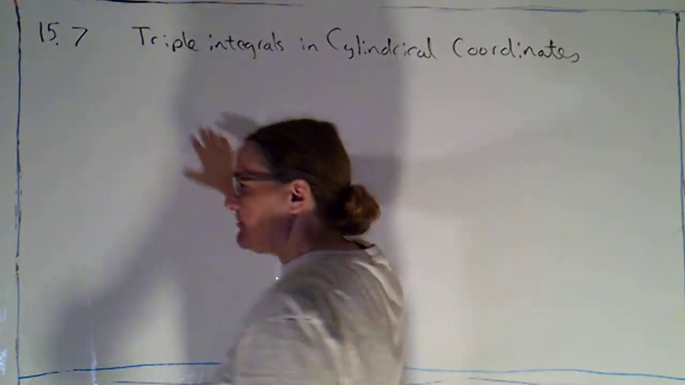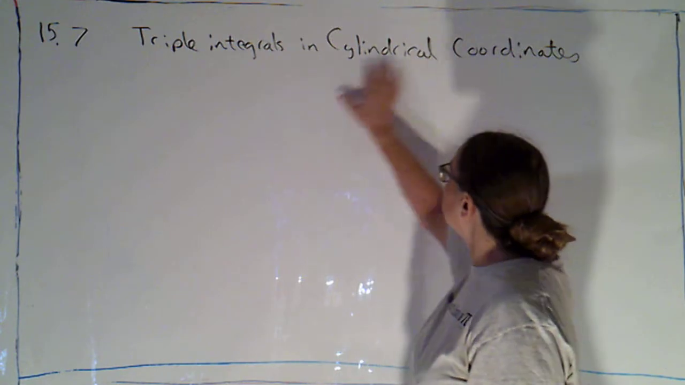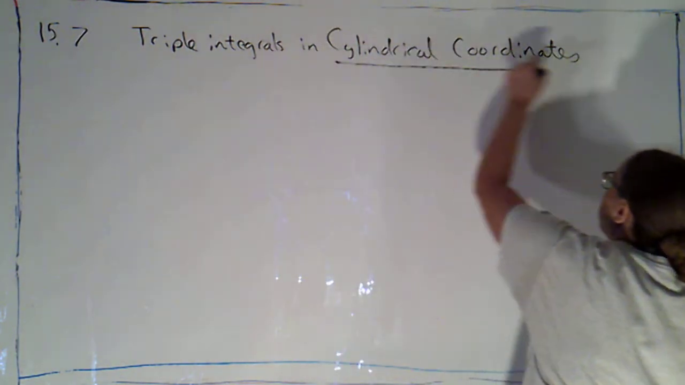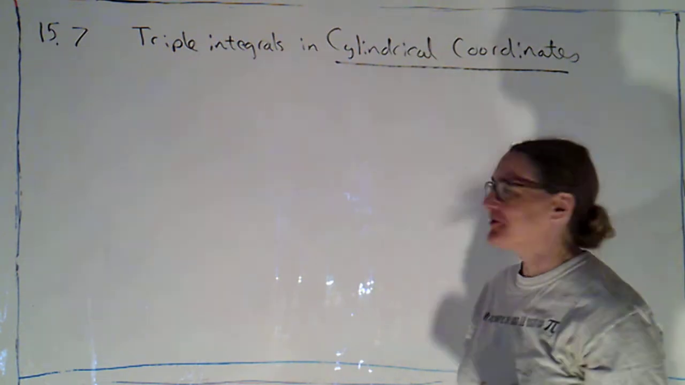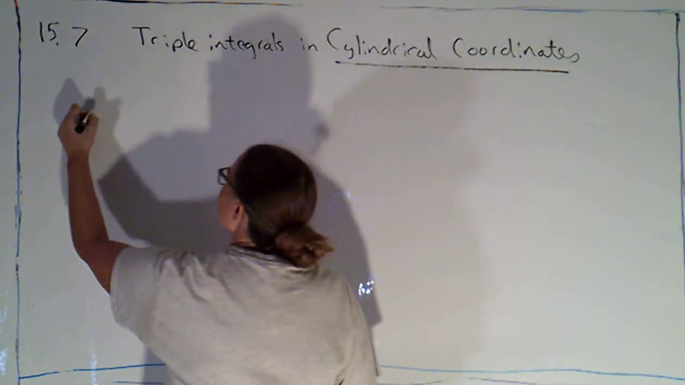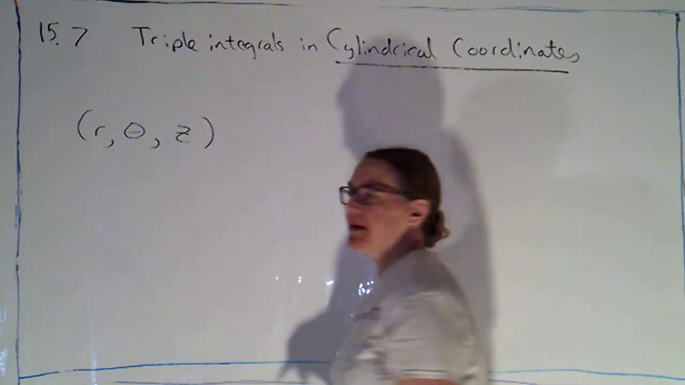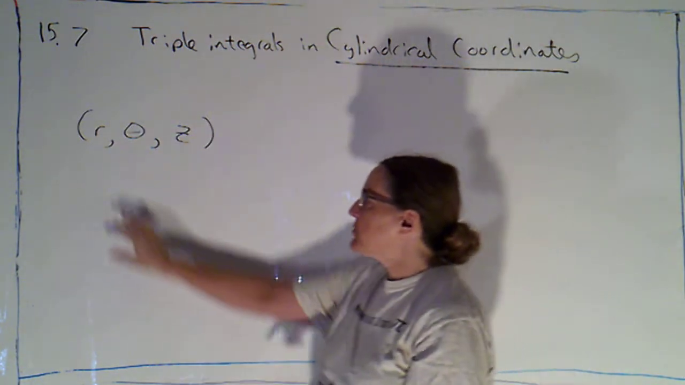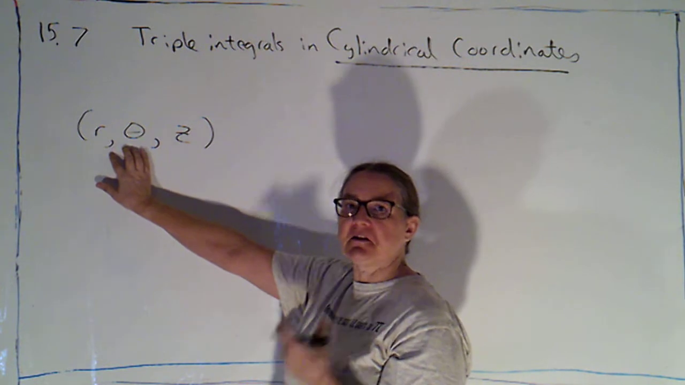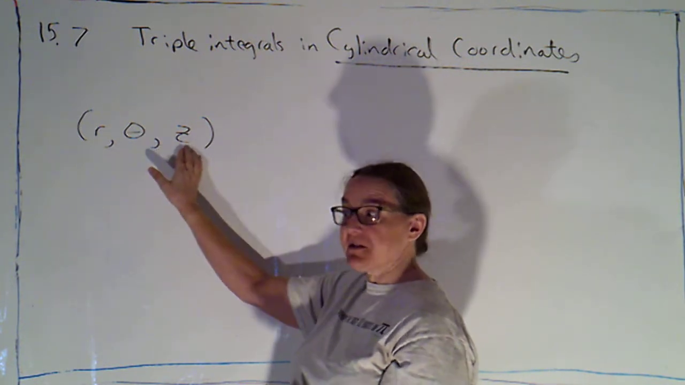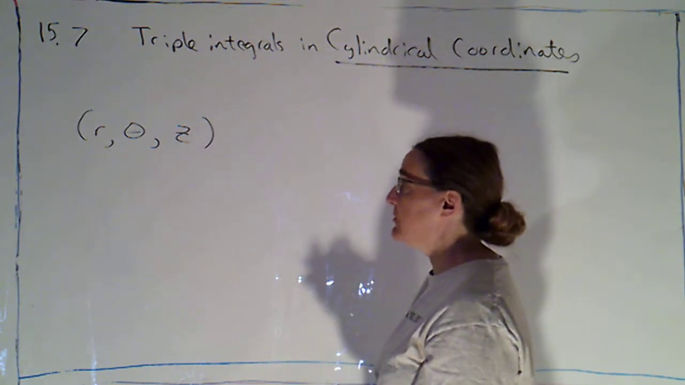Okay, section 15.7 is about triple integrals and cylindrical coordinates. In this video, I'm just going to focus on introducing cylindrical coordinates. Cylindrical coordinates are just r, theta, z. So it's essentially just we're using polar coordinates to describe the x and y coordinates of our point, and we're still going to have z is equal to z.